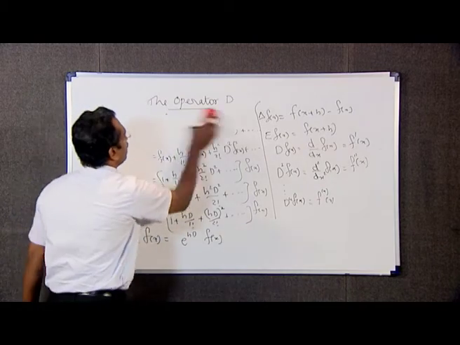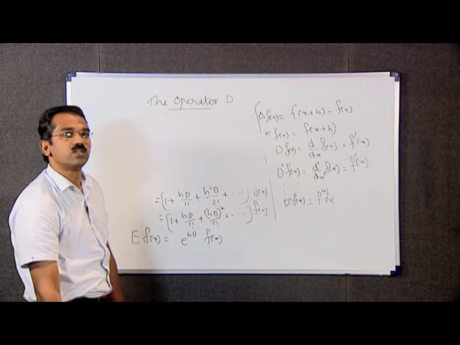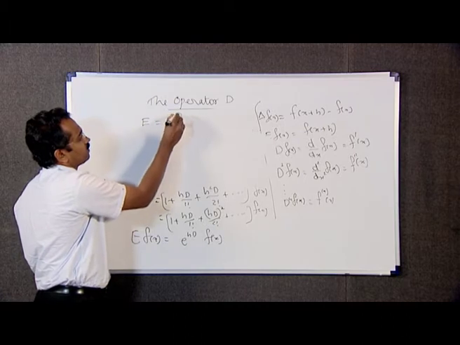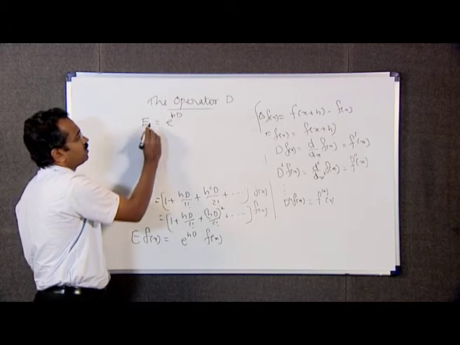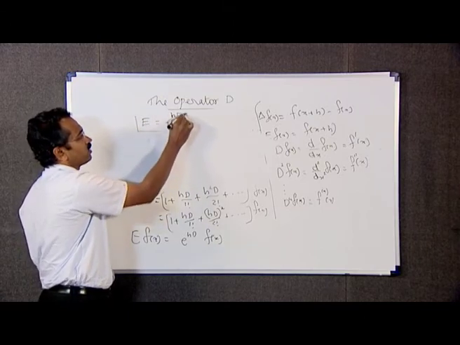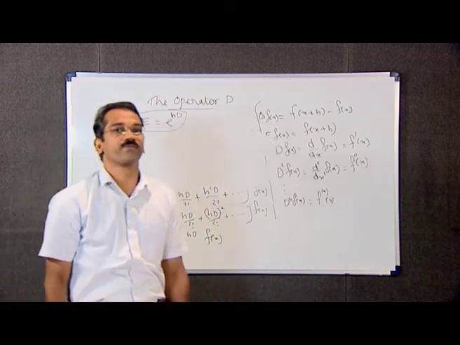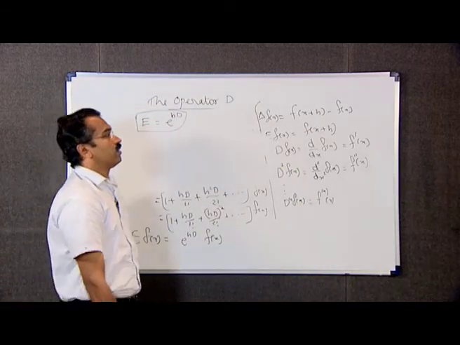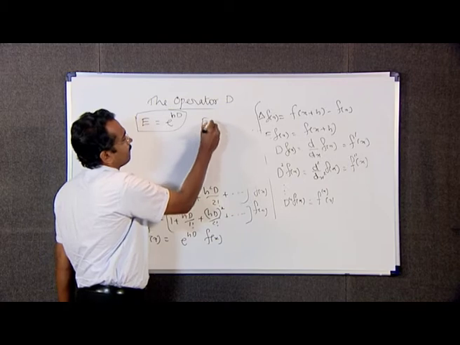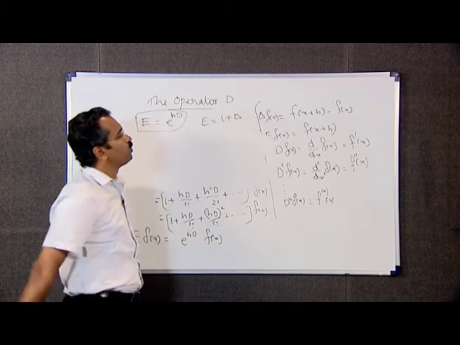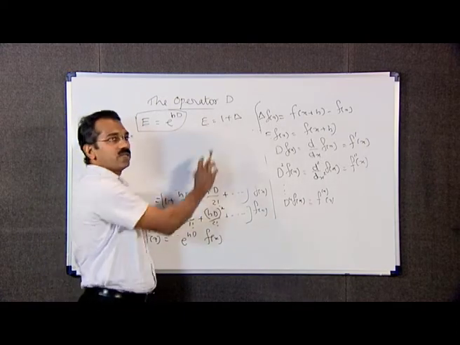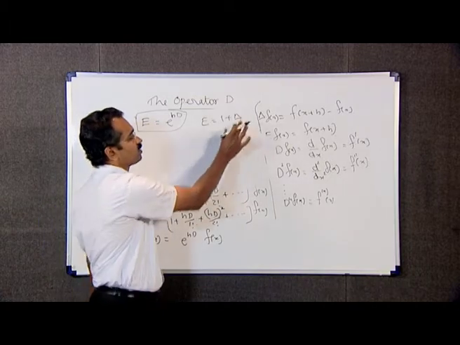Therefore, we can write the identity E is equal to e raised to h D, an identity connecting the operator D and the shift operator E. Also, we have E is equal to 1 plus delta. We proved this identity in the previous sessions. The shift operator E is equal to 1 plus the forward difference operator delta.